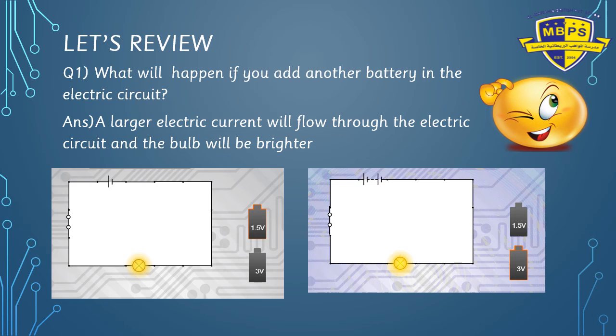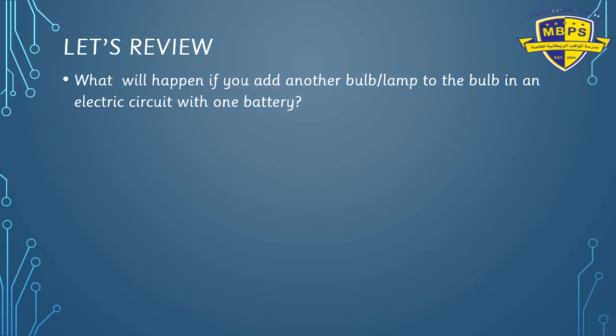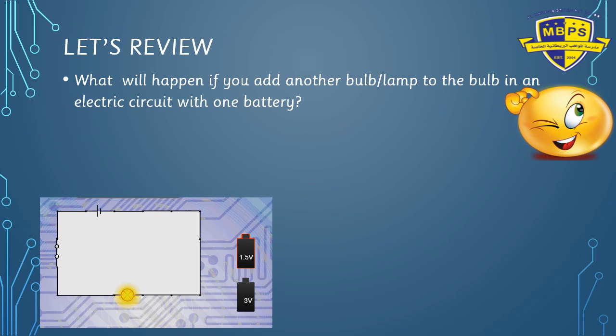Very good, grade 5. Let's go for the next question. You're going to write these question answers in your copybook. You can pause the video and write them down, and you can draw the circuits also. What will happen if you add another bulb or lamp in an electrical circuit with one battery? You have one bulb and one 1.5 volt battery. If you add another lamp or bulb to it, what is going to happen? Think, grade 5. I think you know the answer.